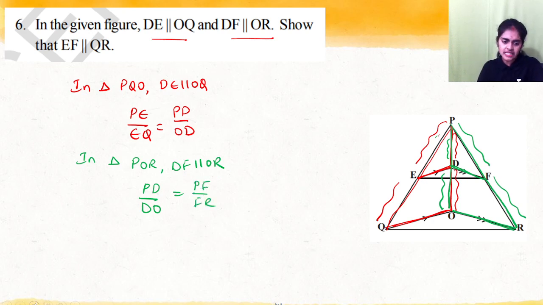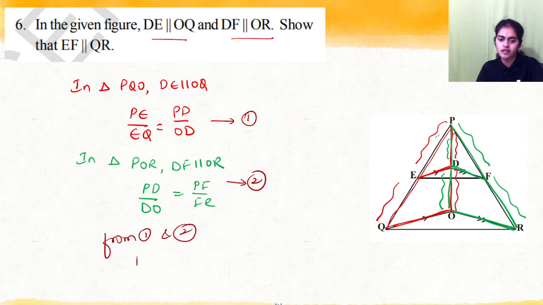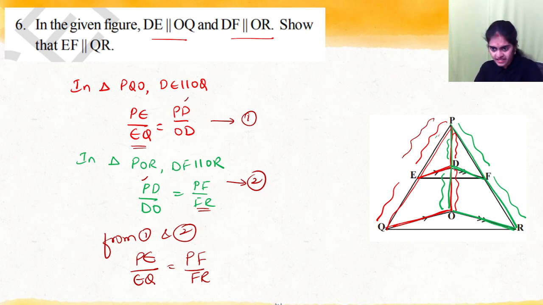Easy. If you see here, very clearly see, PD by DO, PD by DO. Both are equal. So when they are equal, what can I write? If I take this as 1 and this as 2, I can simply say from 1 and 2, what will I get? PD by DO, PD by DO are same, isn't it? So the other ratio is PE by EQ is equal to PF by FR. Okay, these two are equal. So the remaining is these two are equal. So what did I get here? PE by EQ. See the last line, what did I get? PE by EQ is equal to PF by FR.